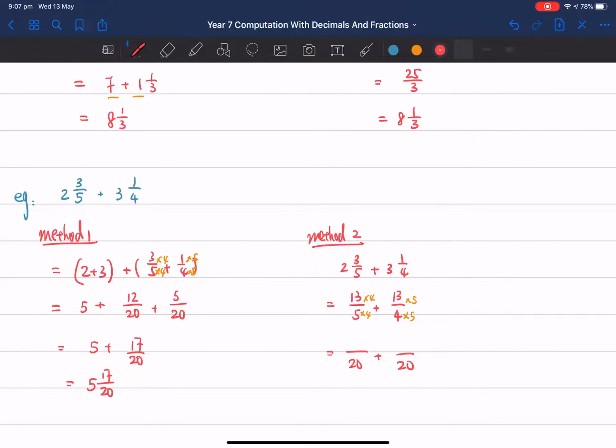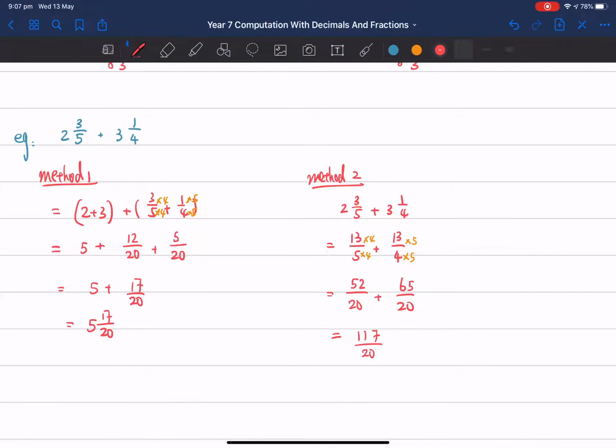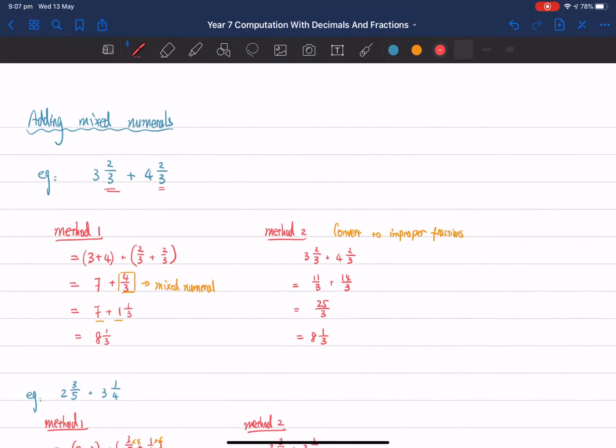All right, so you're going to do the calculation. That will be 52 and 65. All right, here I get this because it is going to be a larger number, okay? So it becomes 117 over 20, which is equal to 5 and 7 over 20. Okay, so this is addition.